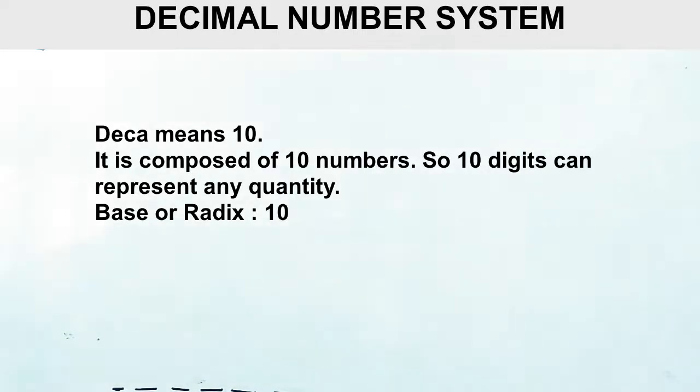The first one is the decimal number system. So why is it known as the decimal number system? Because deca means 10. So it is evident that there will be 10 different digits or numbers to represent this number system. As we all know, there are 10 different symbols or digits, starting from 0 to 9, in the decimal number system. So what will be the base or radix? The base or radix will be 10, as there are 10 different digits or symbols to represent this number system.